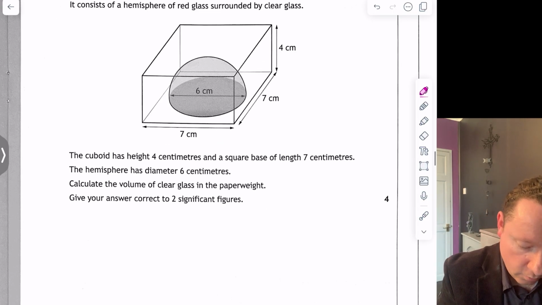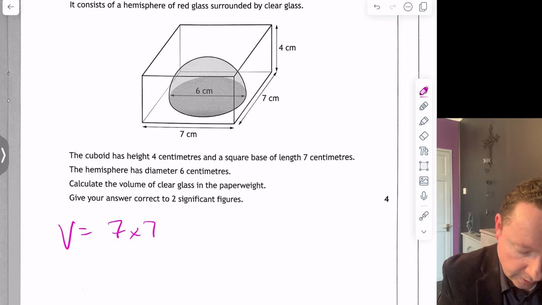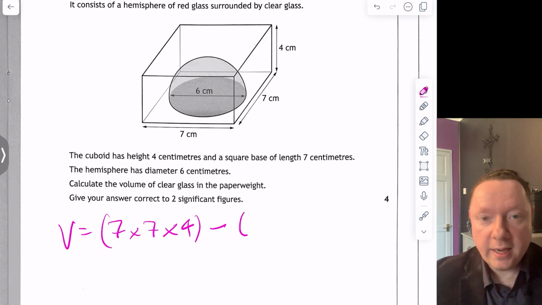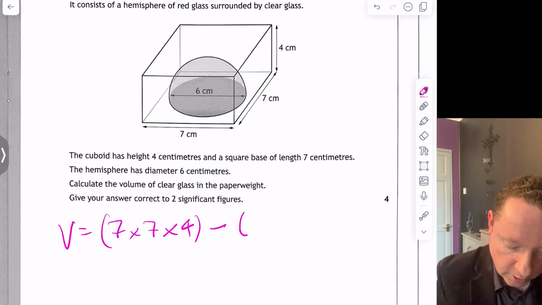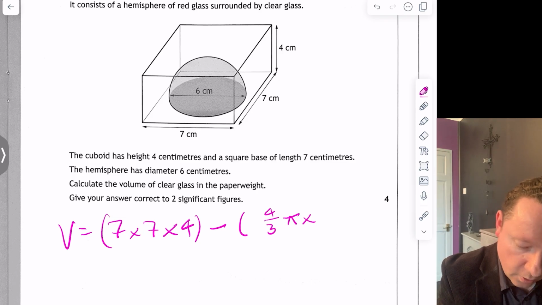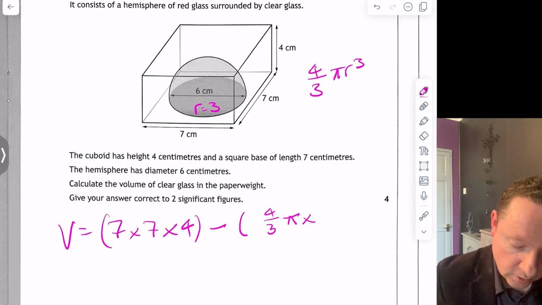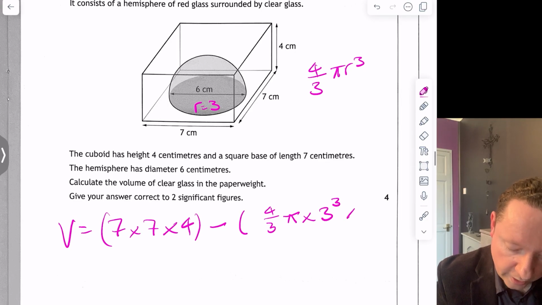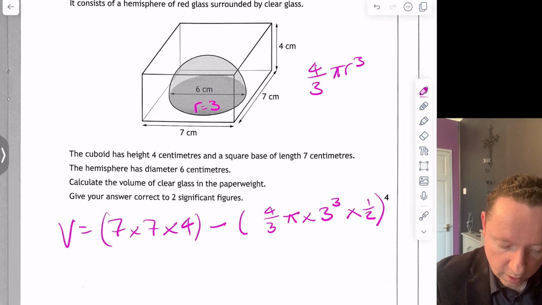So I've got the volume of a cuboid. So the volume is going to be 7 times 7 times 4. Hopefully you can all do that. Minus the volume of a hemisphere. Well, check the start of the exam paper and you'll get 4/3 pi times r cubed. Now, let me just write that up here. That is a sphere. So the radius is equal to 3 because it's half of 6. So 4/3 times pi times 3 cubed. But I need to do a half of that or divide by 2. So times a half or divide by 2 because it's a hemisphere.